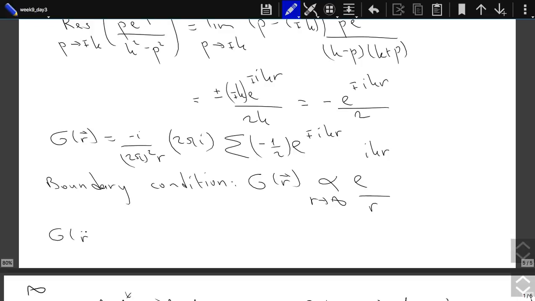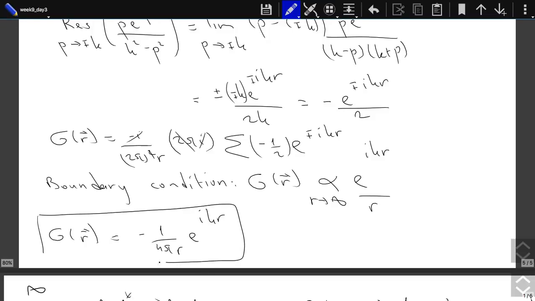G of r is equal to, let's see, this 2 pi cancels one of these 2 pi's, and this minus i cancels this i. We are left with minus 1 over 4 pi r e^{ikr}. This is my Green's function, or propagator.